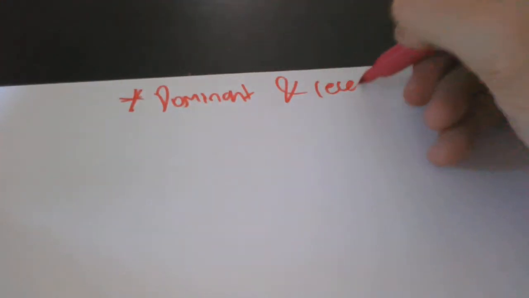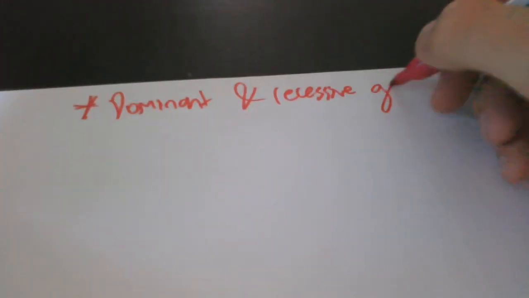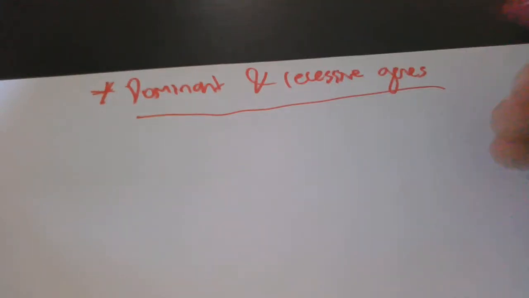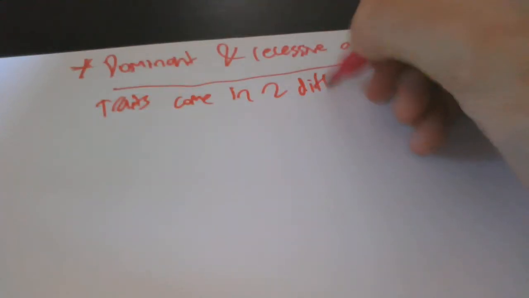Okay, in this lesson I want to talk about dominant and recessive genes and Punnett squares, okay? Now, Mendel discovered that the traits that he observed exist in two different forms, okay? So traits come in two different forms.